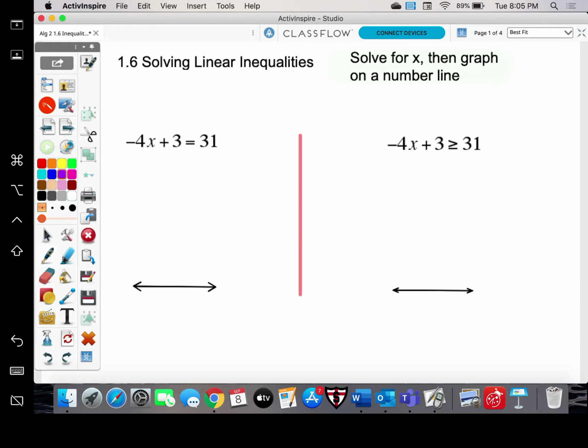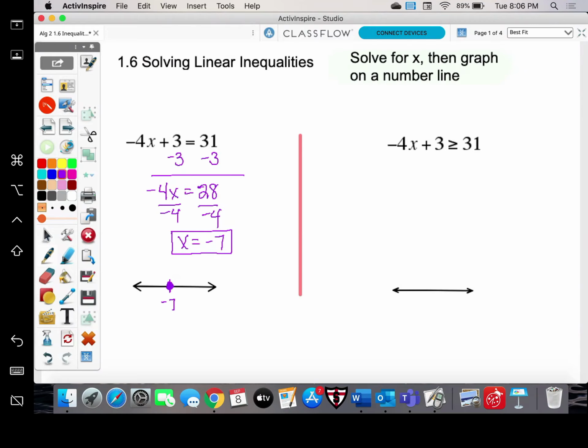So if we're going to solve this thing on the left, this equation, how would you do it? Hopefully you all know that you would subtract 3 from both sides, and we'd have negative 4x is equal to 28. And we divide by negative 4, and we get x is equal to negative 7. Okay? These solutions to equations can be graphed on a number line, and all that would look like is a negative 7 with a dot right there, just indicating that that one solution is right there.